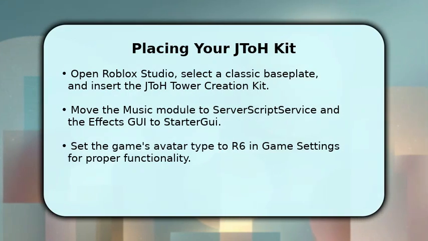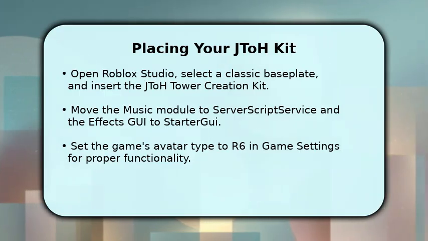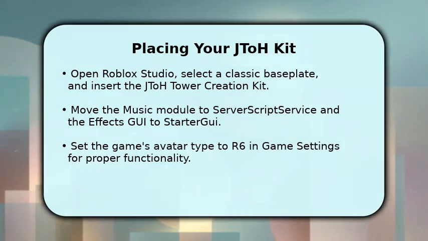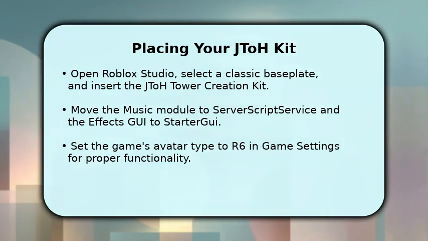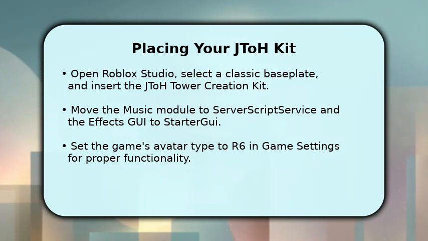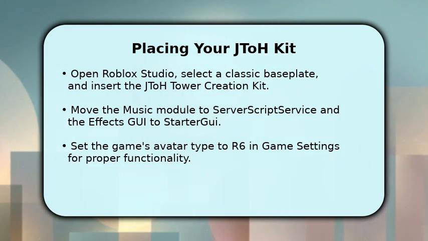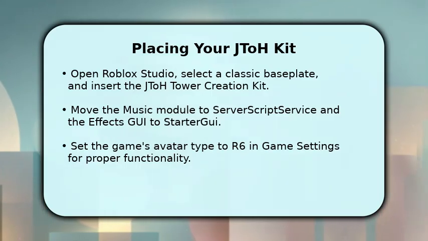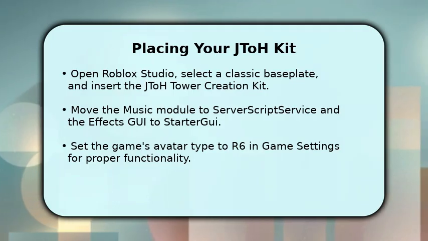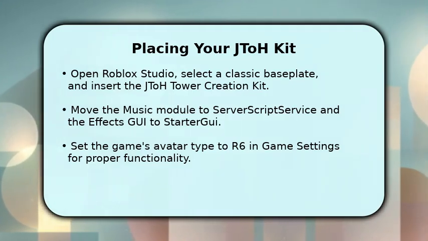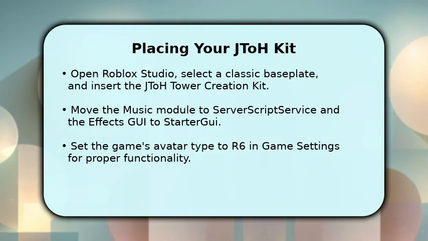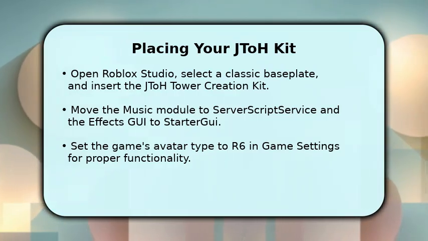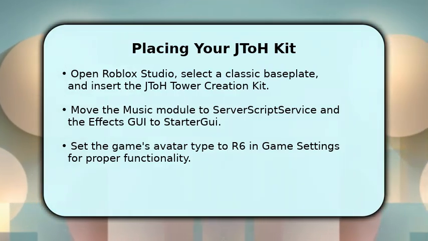First, open Roblox Studio and choose a classic baseplate. Import the JTOH Tower Creation Kit, preferably version 5.3 or newer, from the toolbox. Next, drag the music module into Server Script Service and the effects GUI into Starter GUI. Crucially, navigate to Game Settings, then Avatar, and select R6 for your avatar type to prevent common issues.